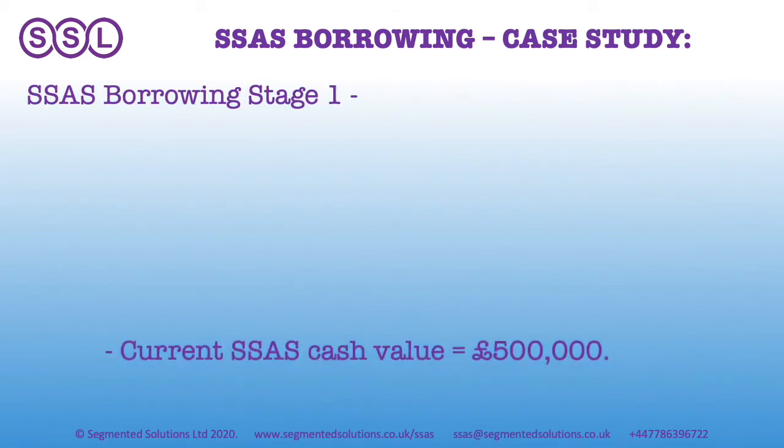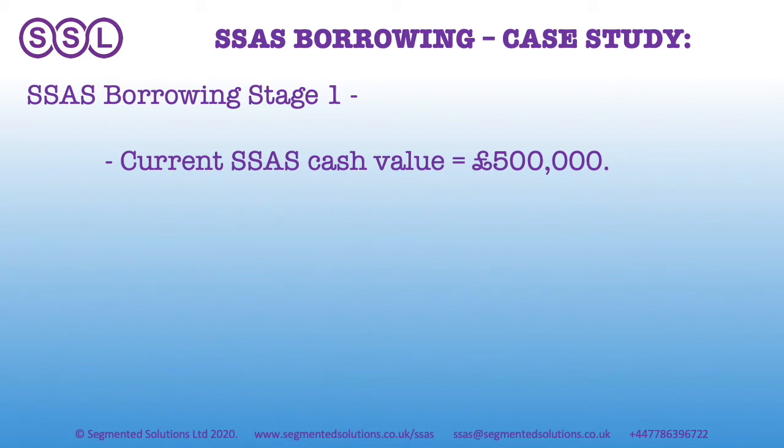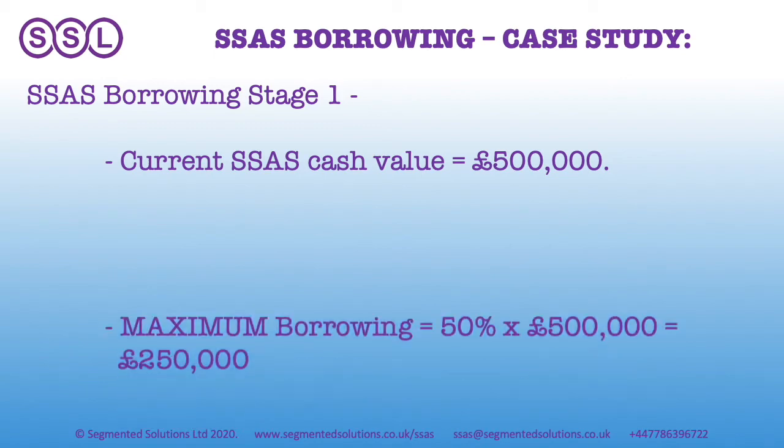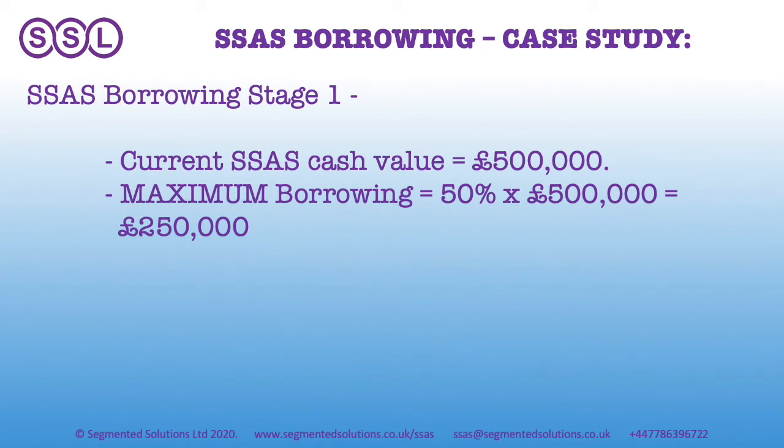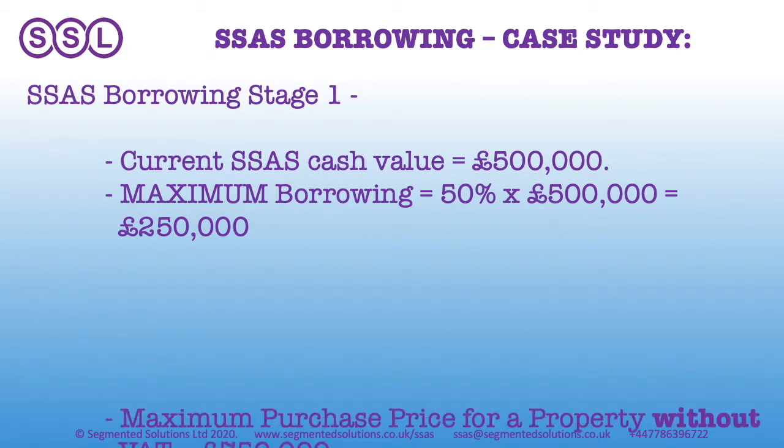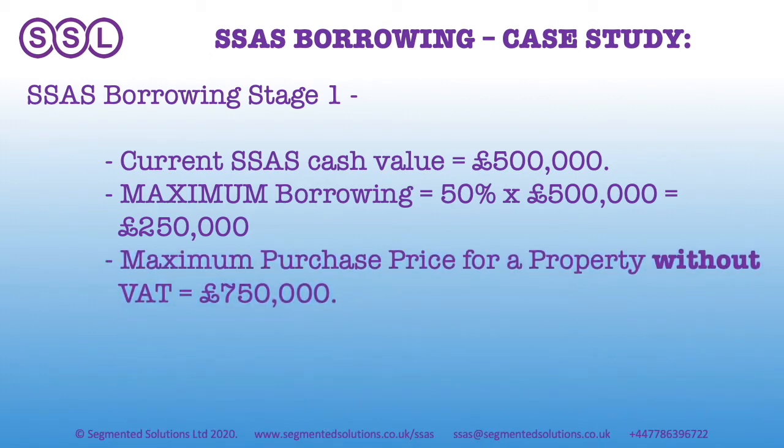We have a SSAS here with 500,000 of cash, which has come in from a previous pension transfer. And the maximum borrowing that the SSAS is allowed to undertake is an additional 50%, so that's 250,000. So ignoring stamp duty and legal fees and all of those things, just pretending they don't exist for a moment, the maximum purchase price for a property without VAT, in this case, would be the 750,000.